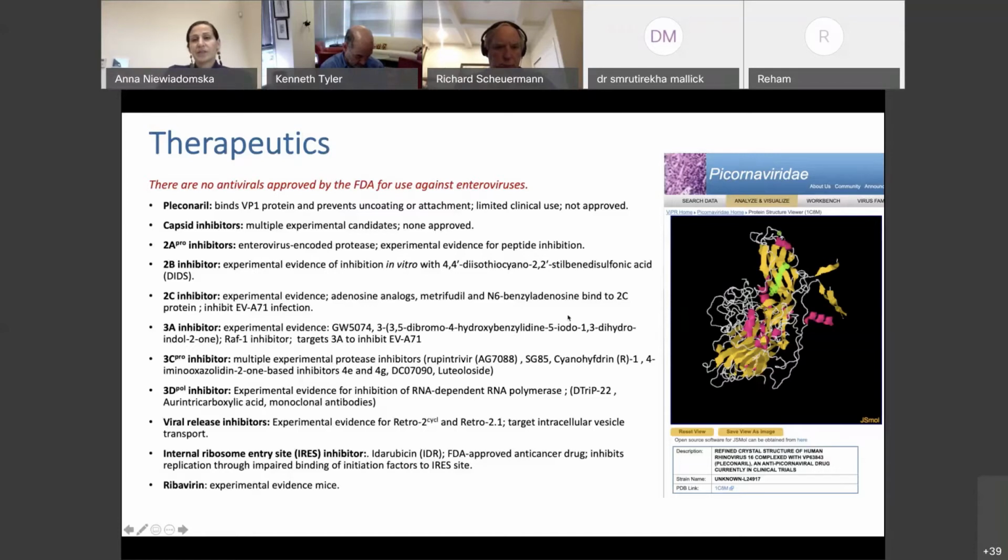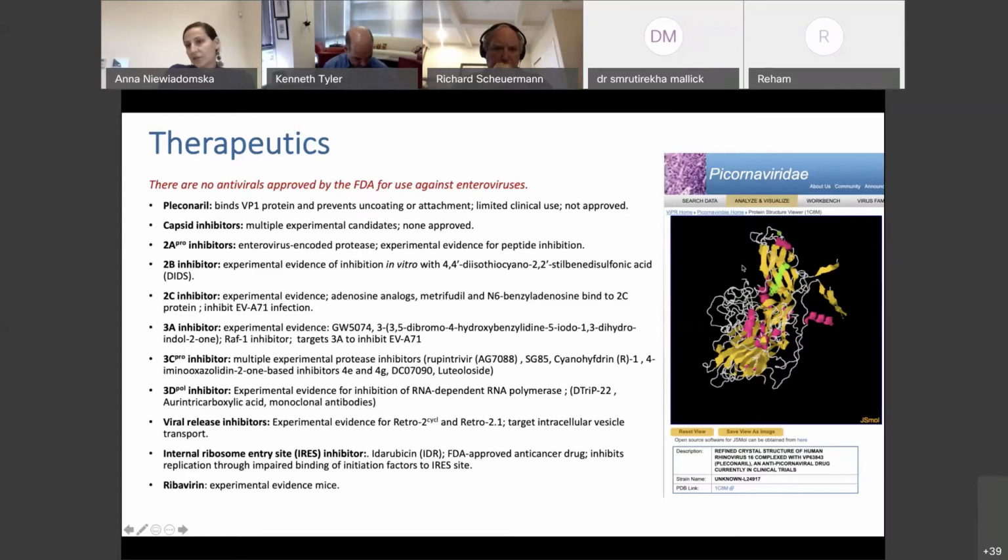But one of the things that you can use the ViPR site for is to look at the crystal structures that have been generated for these different antivirals and the structural proteins of these Picornaviridae. So, for example, over here, you can see the structure of human rhinovirus 16, which is in complex with pleconaril, which is this antiviral drug that was in clinical trials at the time.